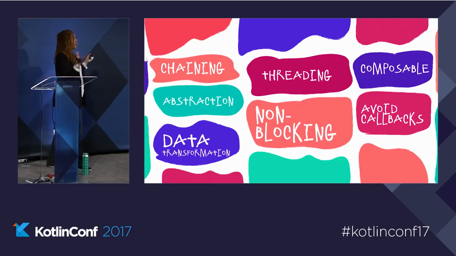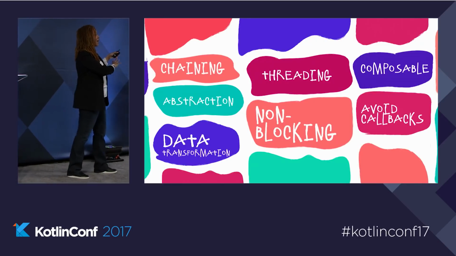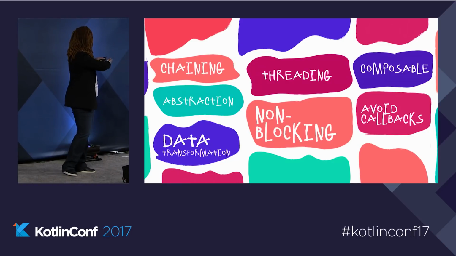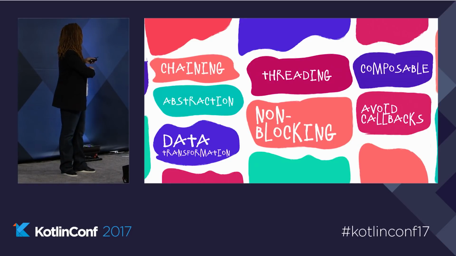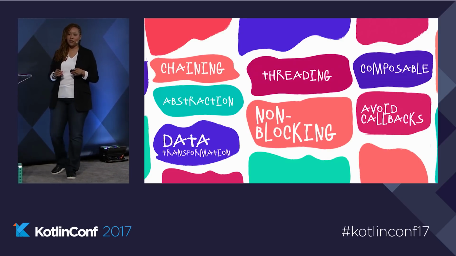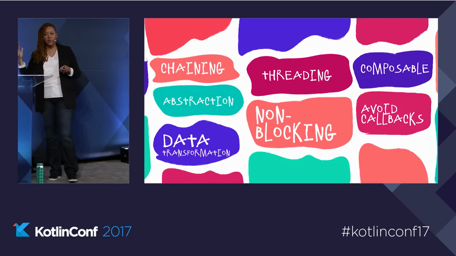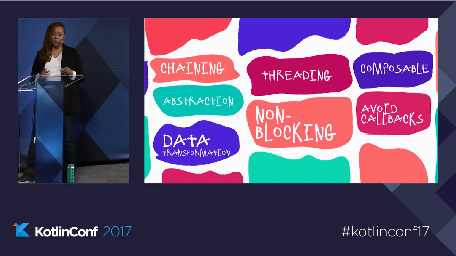So I took all of the responses that I received, and I grouped them into these different categories. So we have chaining, abstraction, data transformation, threading, composability, avoiding callbacks, and doing things in a non-blocking manner. Now, how is it that one library can do all of these things? Well, let's look at a few quick examples.